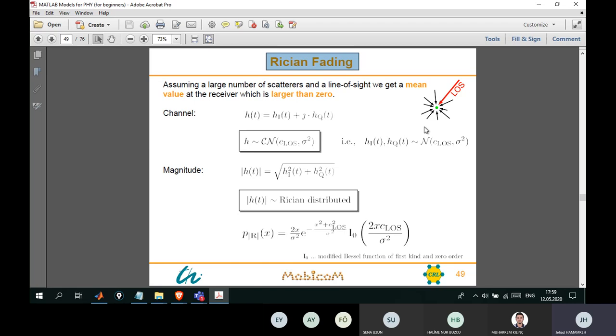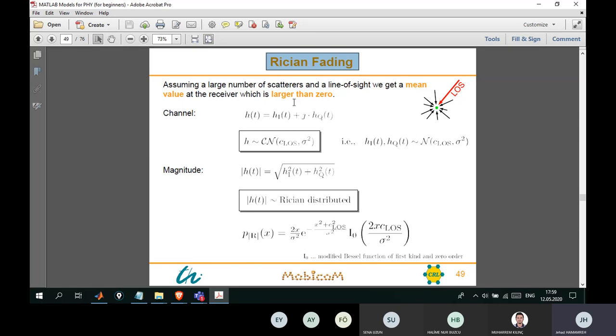Suppose you are talking on your phone and you are in front of the tower. When you are facing the tower, you are not inside a building or inside a car or inside something where you don't see the tower. In this case, most probably you will not be experiencing a Rayleigh fading channel. Instead, you will experience a Rician channel.